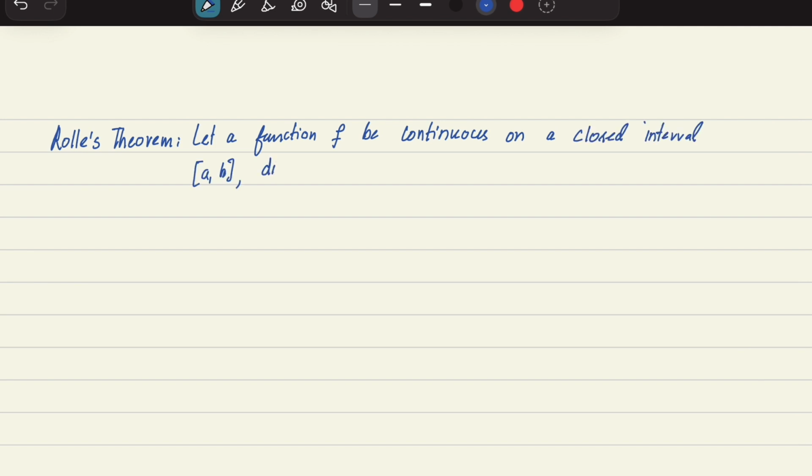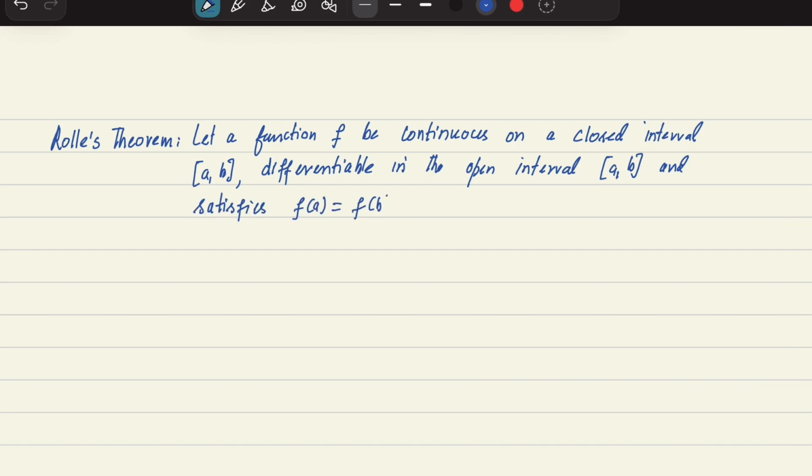the conclusion of the Rolle's Theorem. The Rolle's Theorem states that let a function f be continuous on a closed interval [a, b], differentiable in the open interval (a, b), and satisfies f(a) equal to f(b). Then there exists at least one point c belonging to the open interval (a, b) such that f'(c) is equal to 0. So this is the Rolle's theorem.